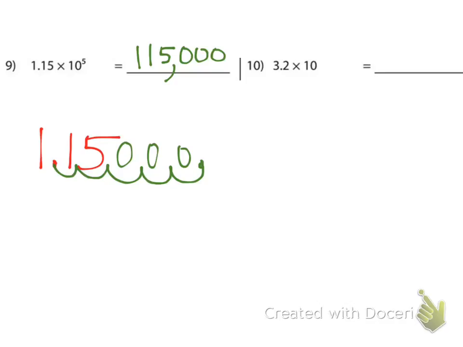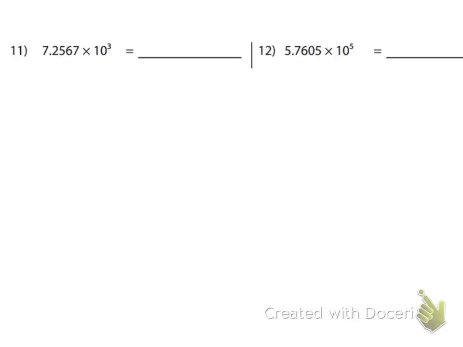All right, how many jumps on number 10? 1. Again, I don't know why anyone would write 32 in scientific notation, but here it is. All right, any questions? Let's finish these off. How many jumps on number 11? 3. 1, 2, 3. So I have 7, 2, 5, 6. Then your decimal. Then your 7. So you still have a number after the decimal here.